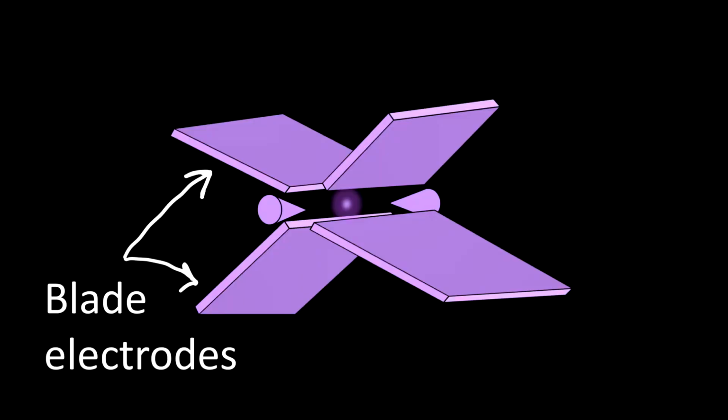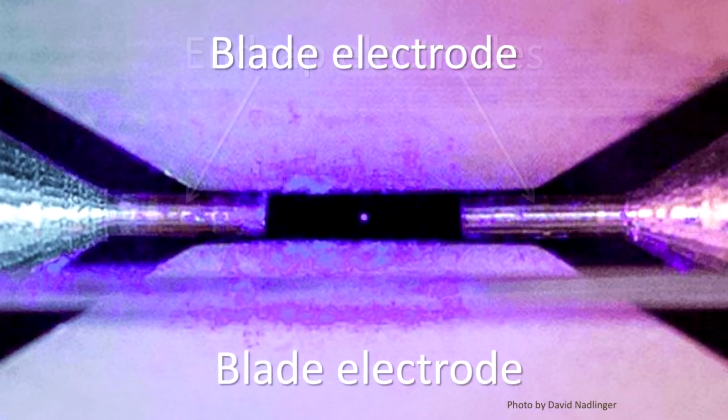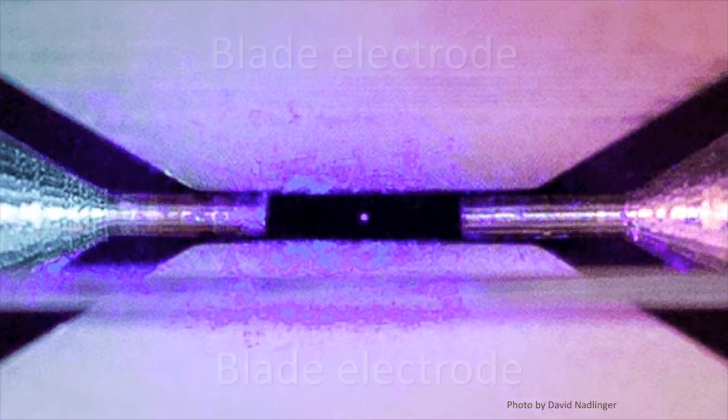And you might recognize this. If I look at this electrode geometry sideways on, it's actually that picture that I showed you right at the beginning of the talk. So the pointy electrodes are there, the end cap electrodes there. Above and below the ion, you see the blade electrodes, two of the blade electrodes, and the ion in the middle.